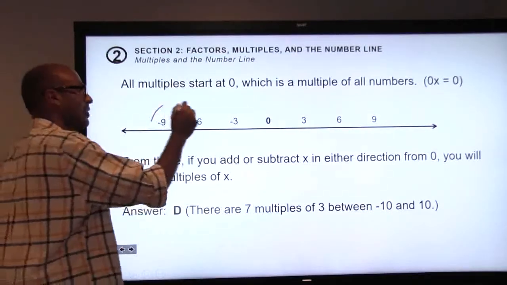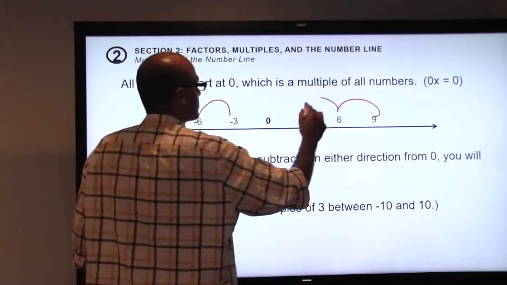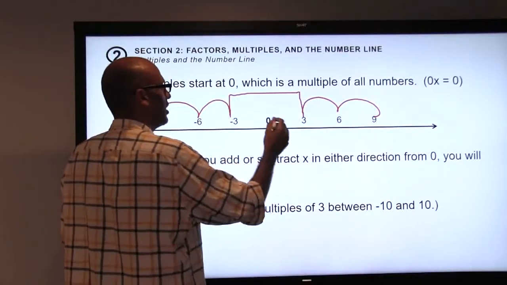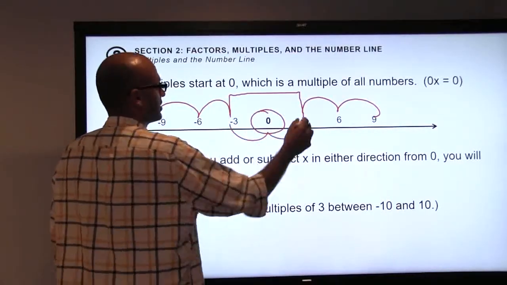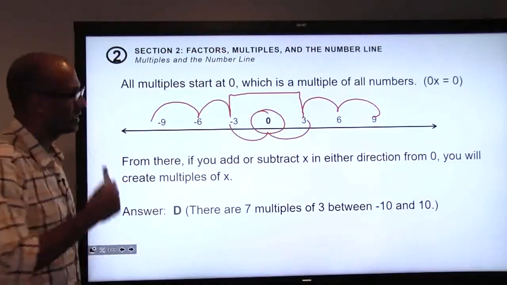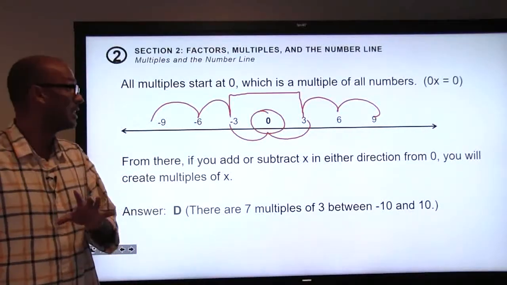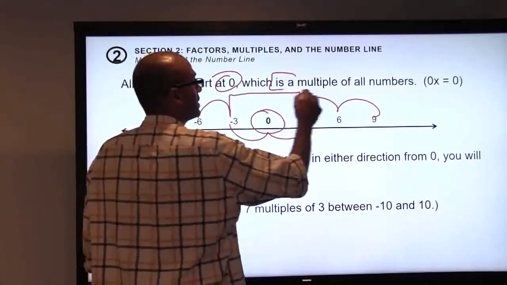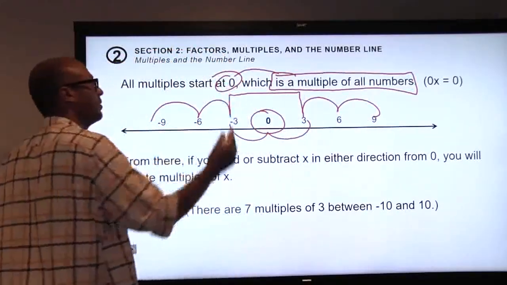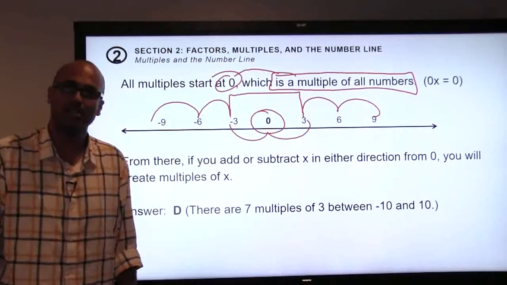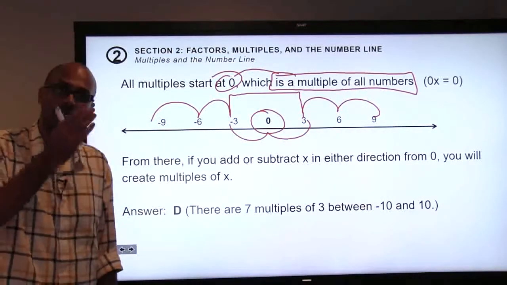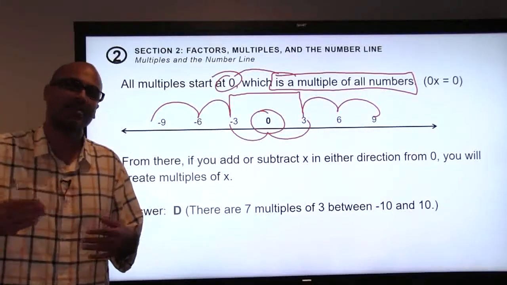Like, you can add 3, you can add 3, you can add 3, subtract 3, and then it's like, wait, what? How do you just jump over here? You gotta go through this as well. And so to me, what you start to realize is that 0 is a multiple of all numbers, by definition. Everything starts at 0, and then you add or subtract from there.